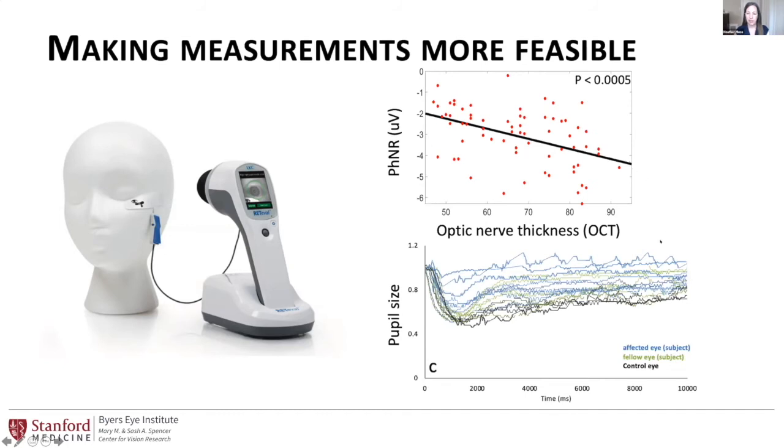With the pupil size, we sort of did an aftermarket hack, and this caused a little bit more effect. You see, we were very good at separating the affected eyes from the fellow eyes from the control eyes, and this might be useful in the clinic.